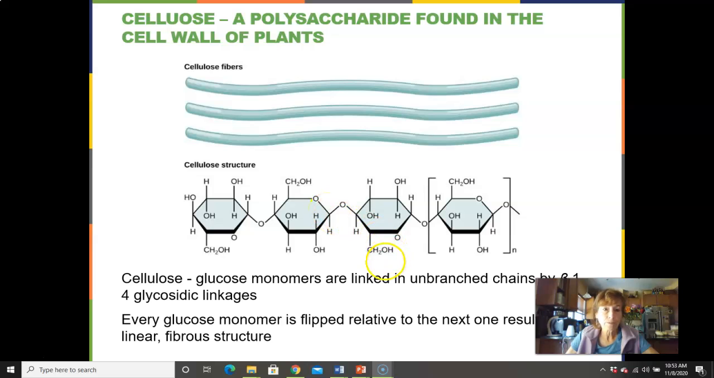Now, what's interesting about cellulose is that it is a polysaccharide, so it's like a starch. But for us, we cannot break it down because we don't have the enzyme to break down cellulose.